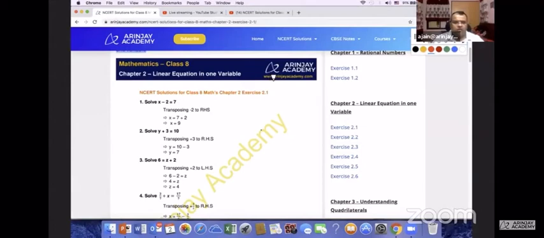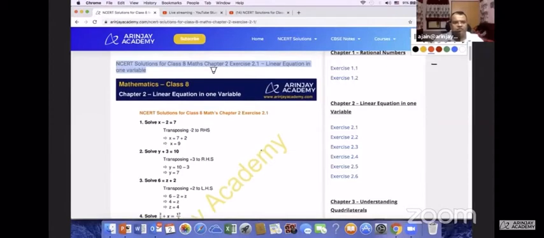Good evening, everyone. In today's class, we are going to look at Chapter 2, Linear Equation in One Variable for Mathematics of Class 8th. What we are going to see is the NCERT solutions for Class 8th Maths, Chapter 2, Exercise 2.1, Linear Equation in One Variable. The page that you are seeing is a page on our website, arinjayacademy.com. And in today's session, I am going to take all these questions which are part of this particular exercise.